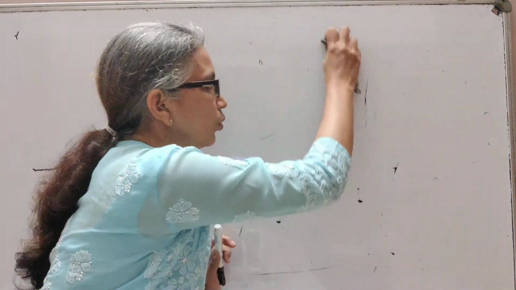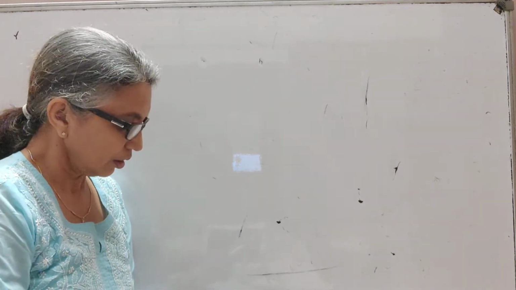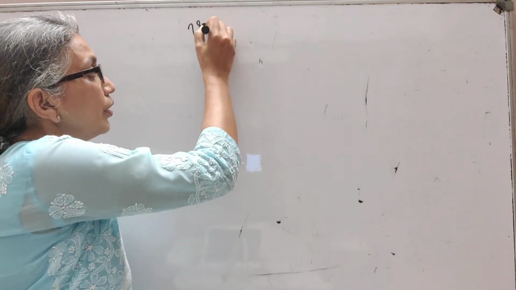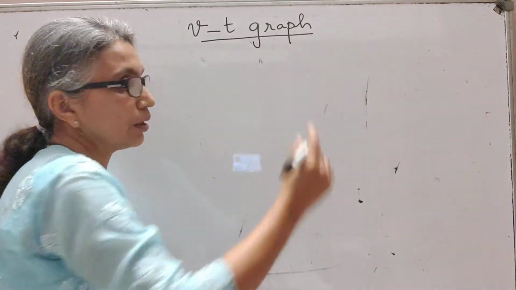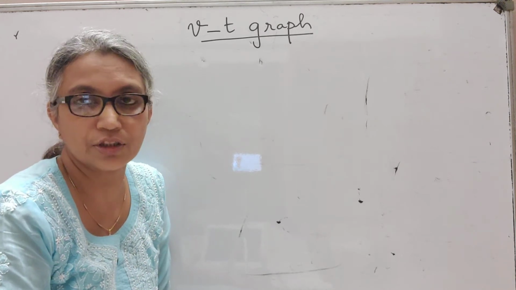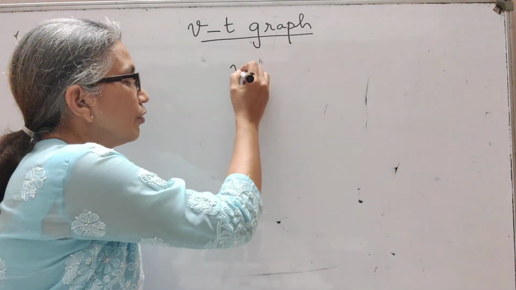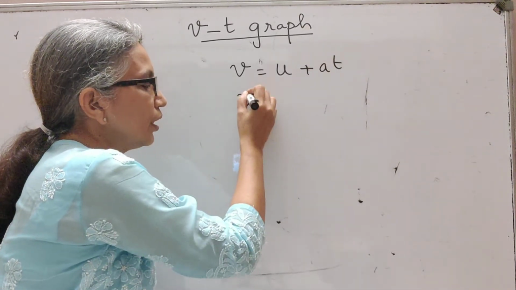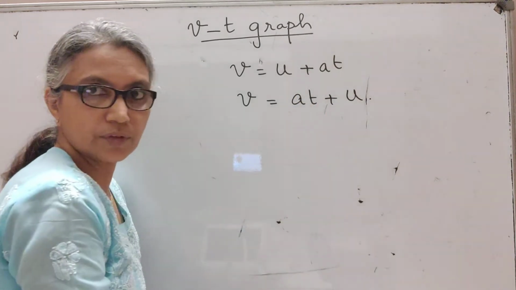Now we can move on to the VT graphs, that is the velocity time graph, called the VT graph. If you are going to draw the VT graph of a body moving with uniform or constant acceleration, the equation that connects the velocity and acceleration is V equal to U plus AT, or I may rewrite it as V equal to AT plus U, right?